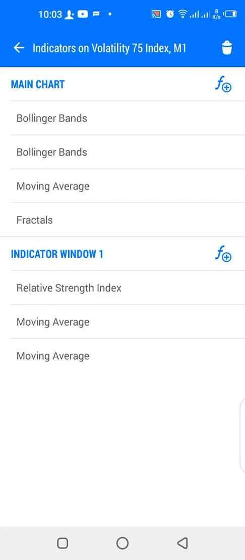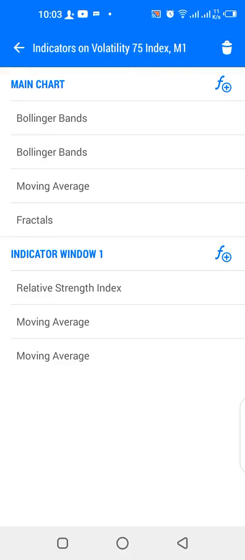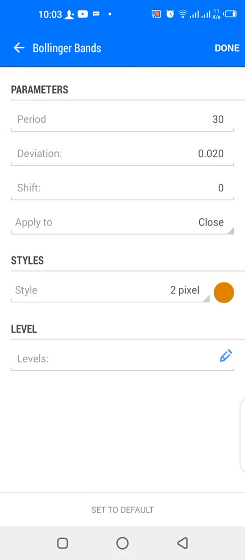For the main window, I have Bollinger Bands. The period is 35, the deviation is 0.029, and the shift is 0. Apply to close, and the color is blue. And I have another Bollinger Bands. Period is 30, deviation is 0.020, the shift is 0, and I'm applying to close. The color of this Bollinger Band is orange.